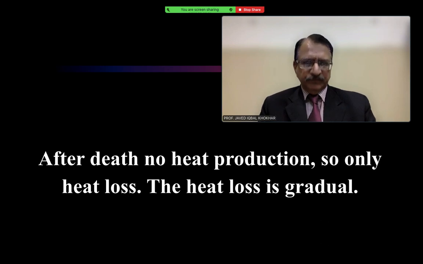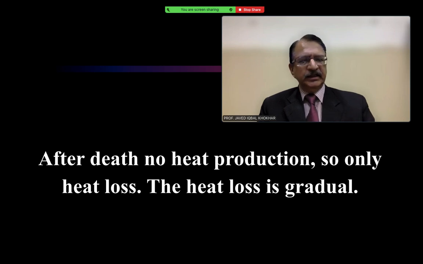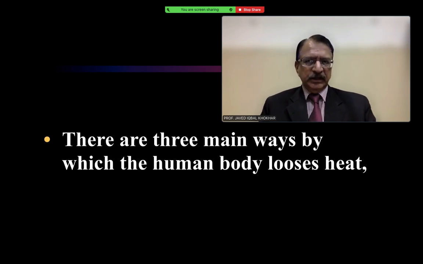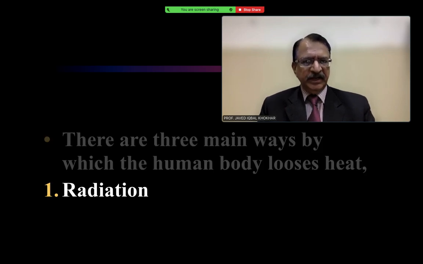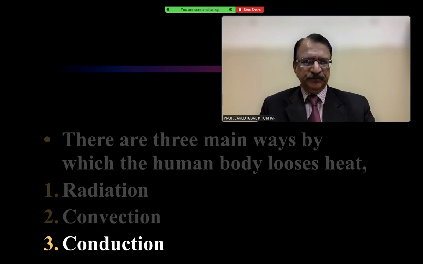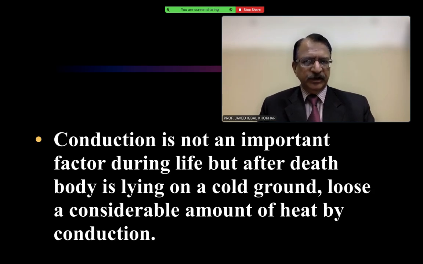But after death, there is no heat production, so there is only heat loss. And this heat loss is gradual, because only when the gradient is established from the body to the environment will the loss start. Normally we know that for heat loss there are three mechanisms: radiation, conduction, and convection. But for the dead body, the most important is conduction. That means the body will lose its heat from the contact with the surface on which it is lying, and that is conduction.